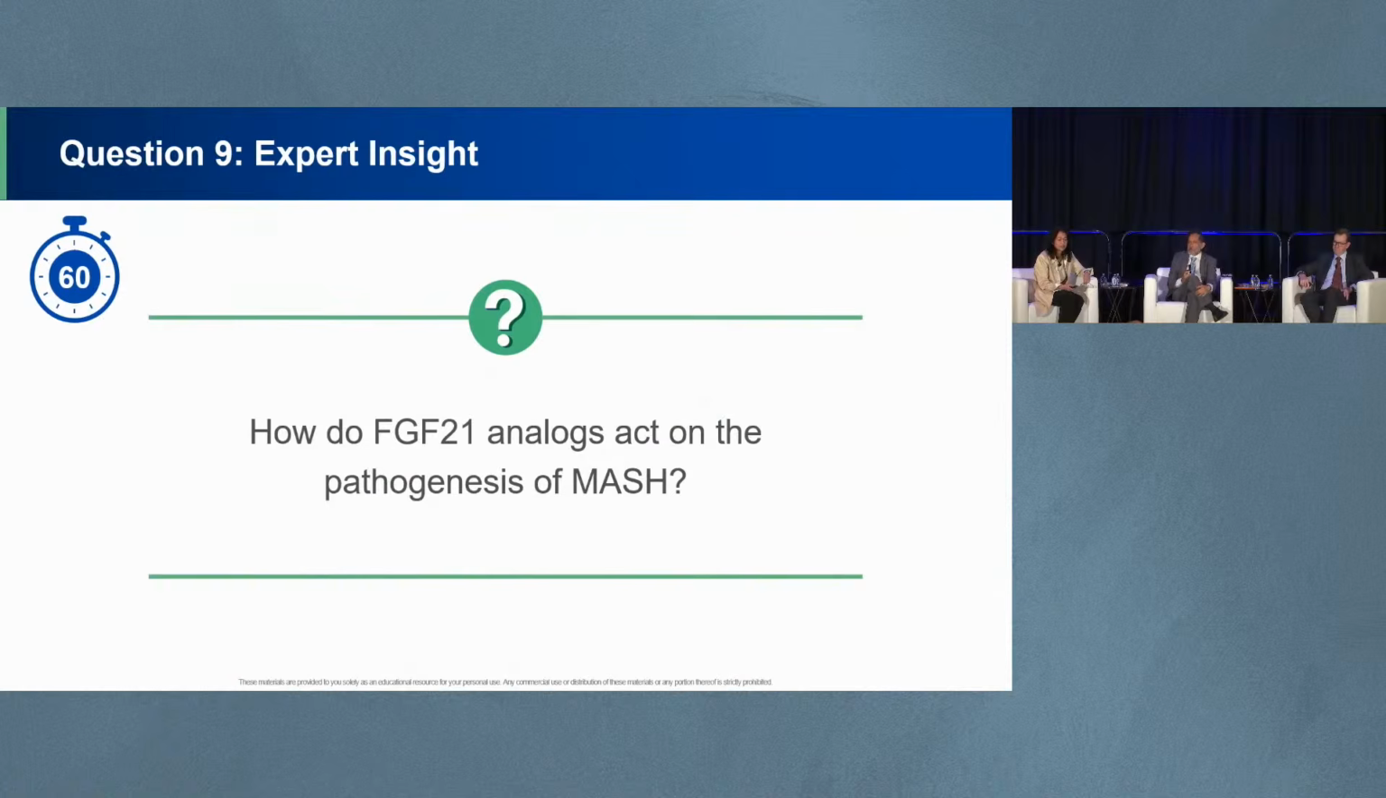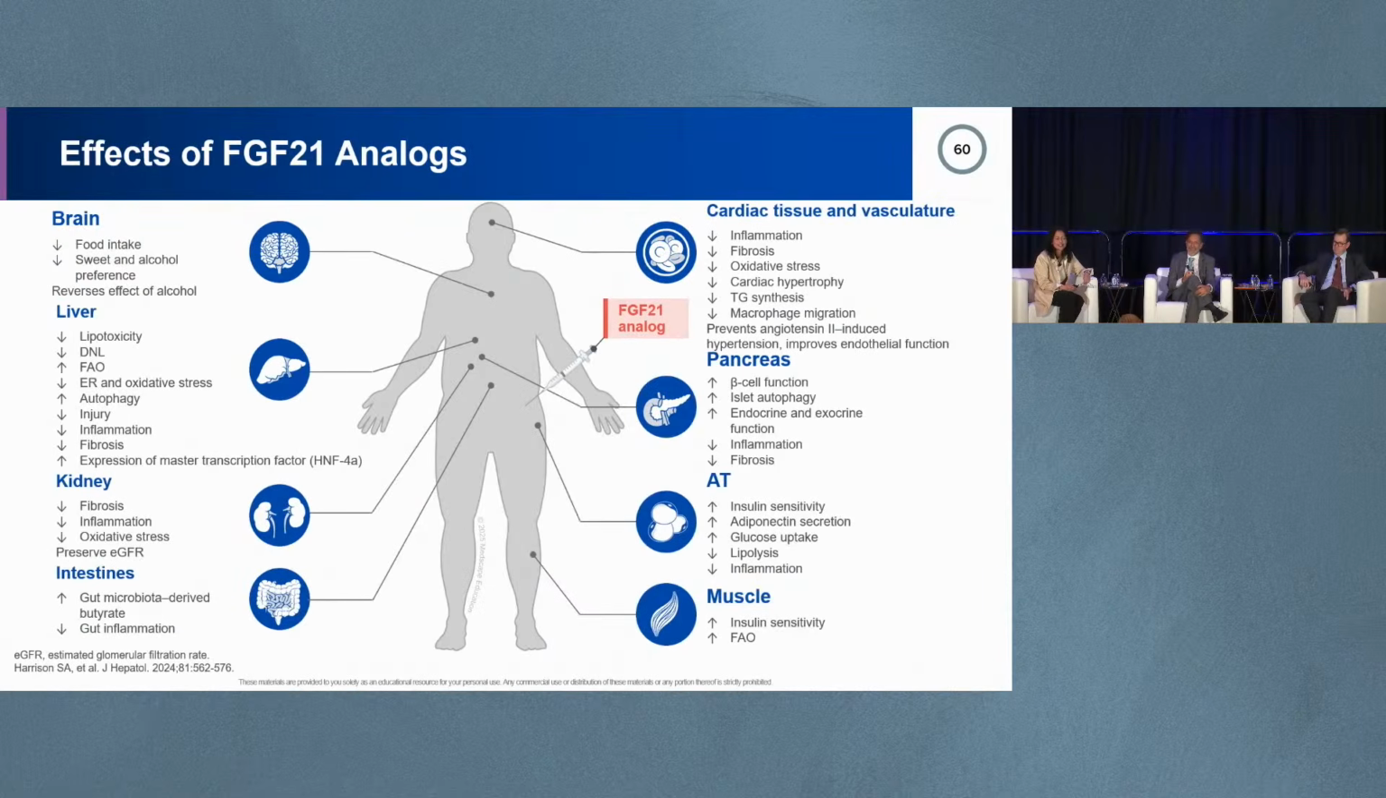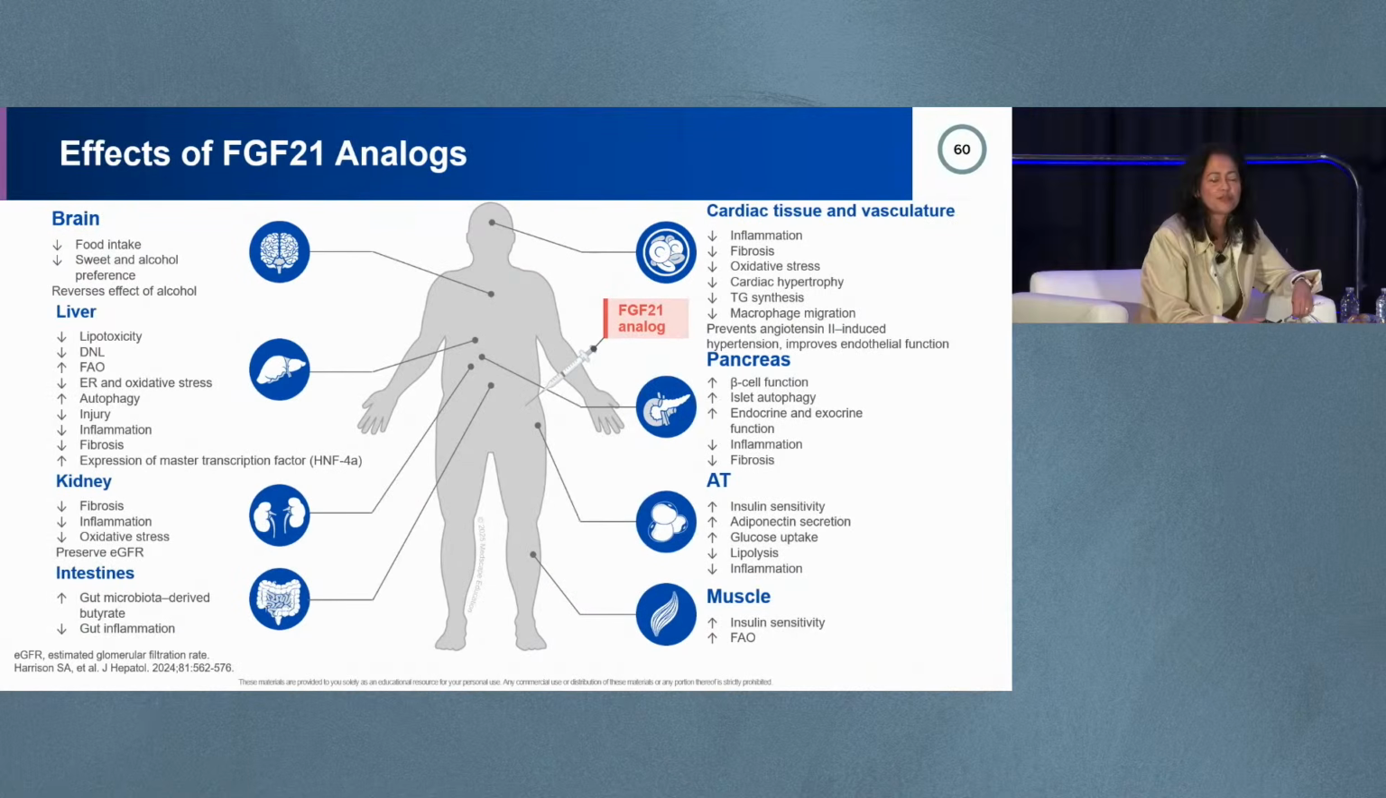And then what about the FGF21s? I think we'd all agree this is probably the most exciting agent class that we've seen. FGF21s have pleiotropic effects on various organs. Like the GLP-1s, there is this decreased desire to eat sweet, even an alcohol reduction in preference. In the liver, there's a decrease in de novo lipogenesis and decrease in lipotoxicity. There are some kidney protective effects. And then in the cardiac tissue and vasculature, decreased inflammation.